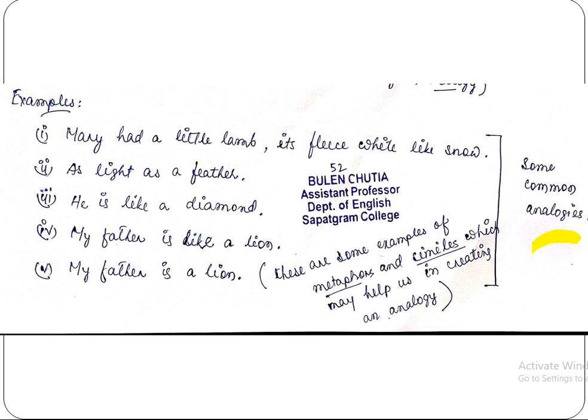Now take some examples to understand it better. Mary had a little lamb, its fleece white like snow. Here, the color of the little lamb is compared to the snow. This is how the writer or the speaker is trying to make the audience understand that the lamb is so white, and the whiteness of the lamb is like the snow. We can understand it very easily when the author or the speaker uses an analogy like this.